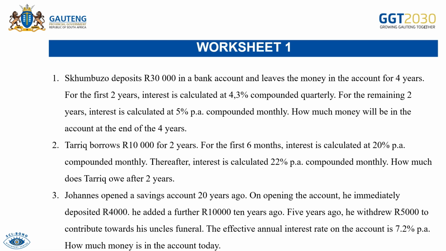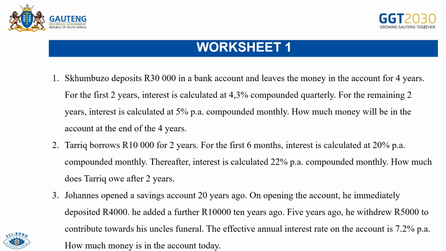Number 2, Tariq borrows 10,000 for 2 years. For the first 6 months, interest is calculated at 20% per annum compounded monthly. Thereafter, interest is calculated at 22% per annum compounded monthly. How much does Tariq owe after 2 years? That one also is a change in the interest rate.